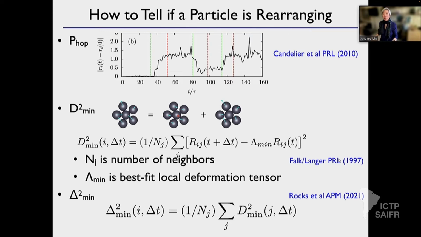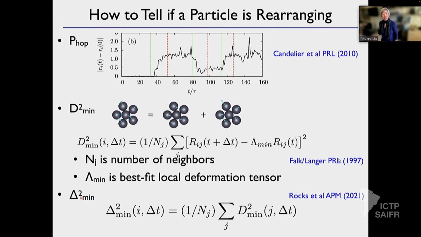Okay, so you fit the best strain tensor, that's lambda min, and then you look at fluctuations of the positions around that strain tensor, because each particle is not where that best fit strain tensor is. There's some deviation from that. You look at the mean squared deviation of that, divide by the number of neighbors. Okay, that's d squared min. So it's the deviation from locally affine behavior.